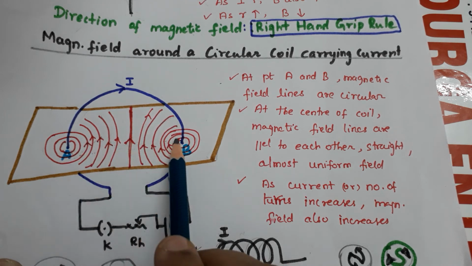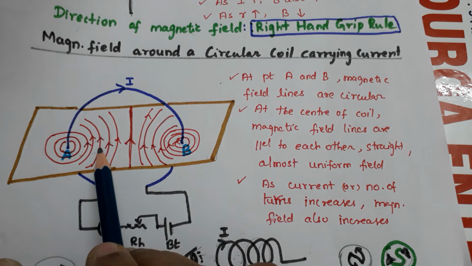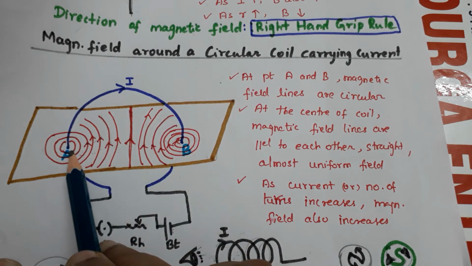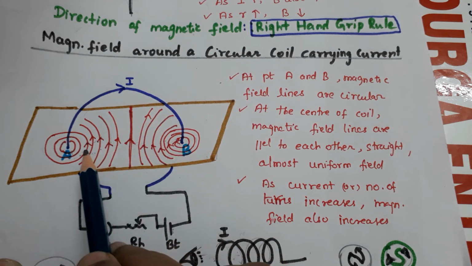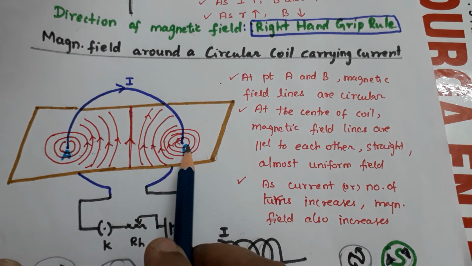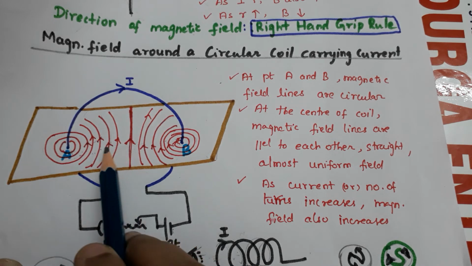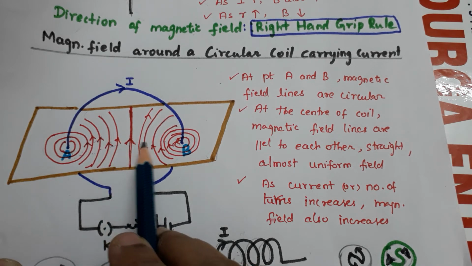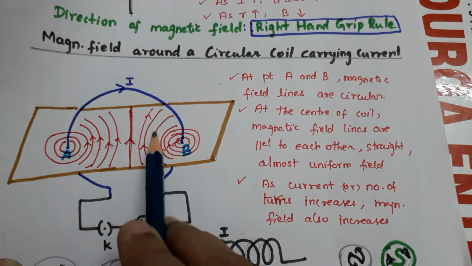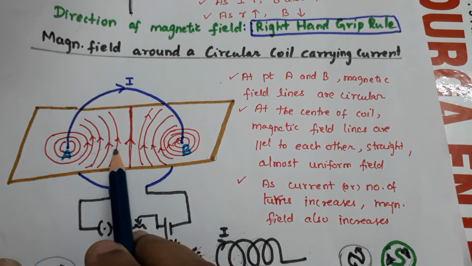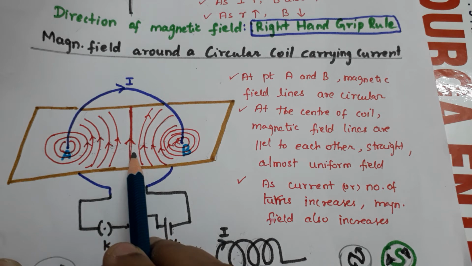Iron filings are arranged in this pattern, which shows the magnetic field lines are circular, right? At the points A and B, the magnetic field lines are circular in shape. At the center of the loop, you can see that the magnetic field lines are almost parallel, right? The curvature of the field decreases and they become straight. So at the center of the loop, the magnetic field lines are straight, parallel to each other and almost uniform, right?